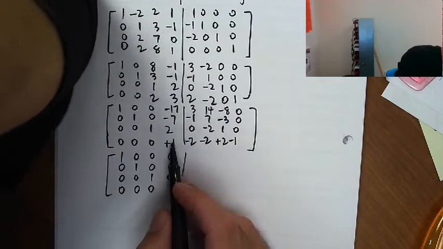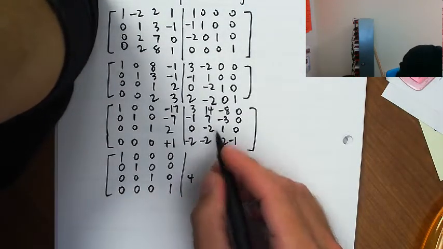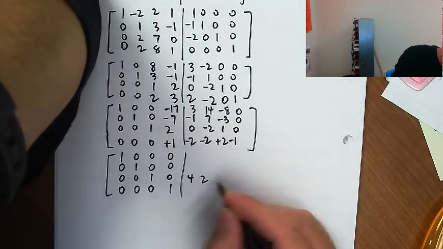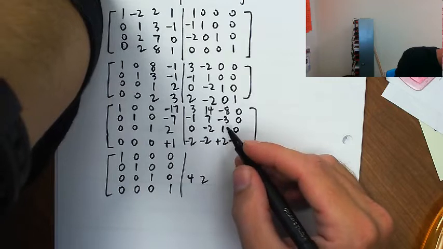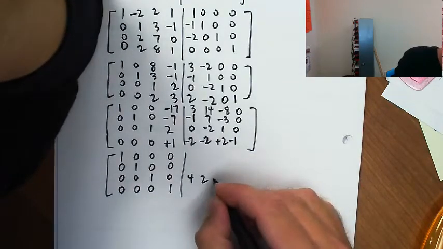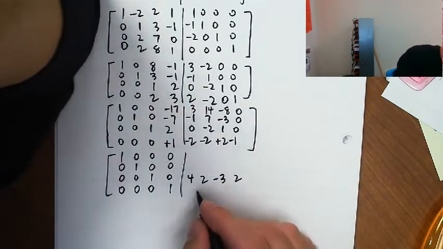So 2 minus 2, 0 plus 4, negative 2 plus 4. So I'm subtracting 2 of these. 1 minus 4 is negative 3. And I'm subtracting 2 of these. That'll be a 2.